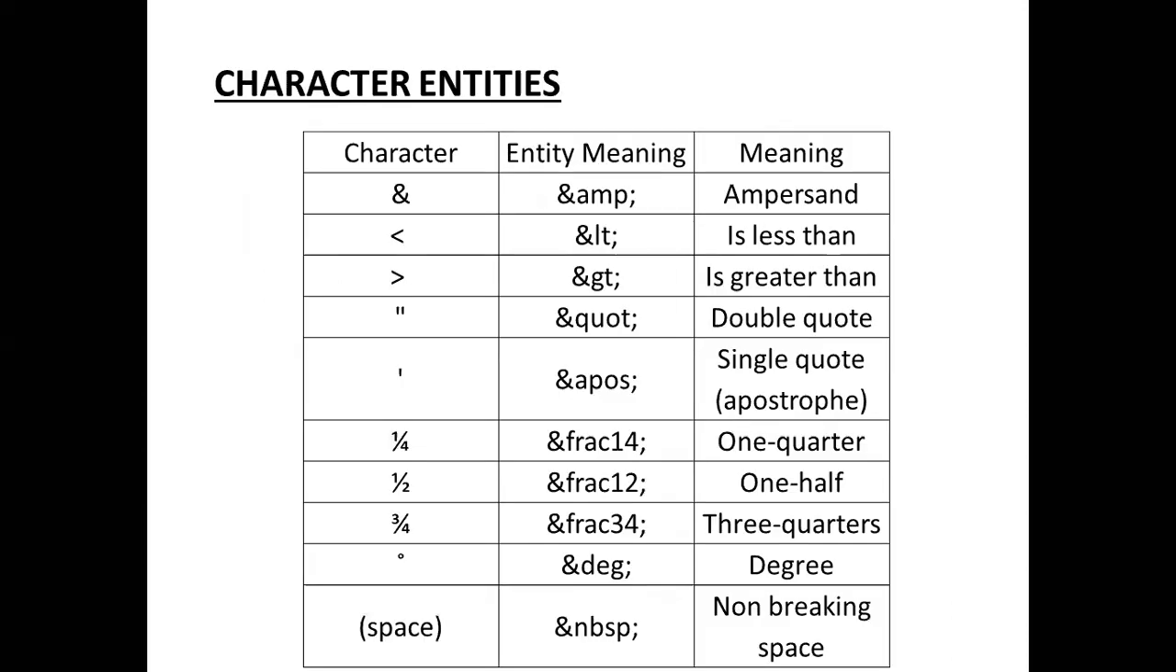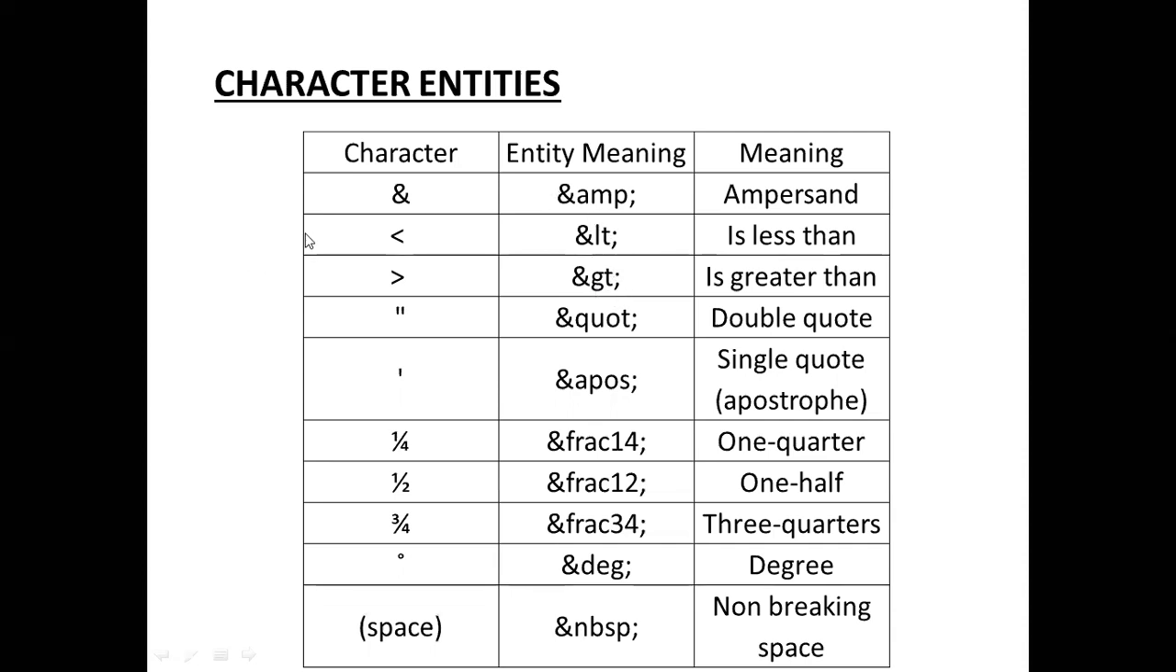So next one, character entities. HTML provides a collection of special characters that are sometimes needed in a document. Here in HTML, less than is specified as ampersand LT semicolon. So we represent less than in HTML as ampersand LT semicolon, and we represent greater than in HTML as ampersand GT.